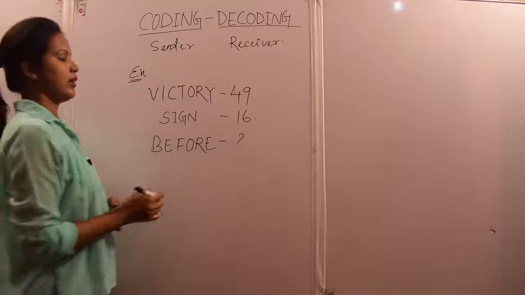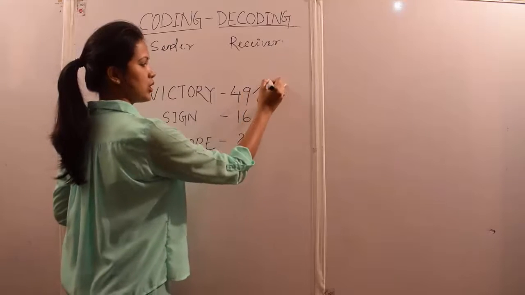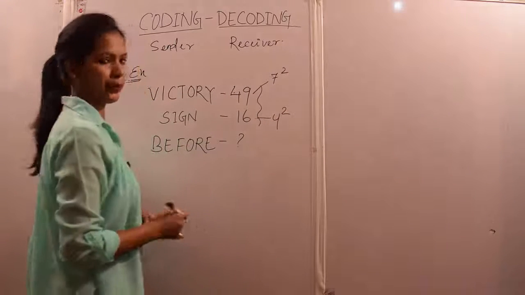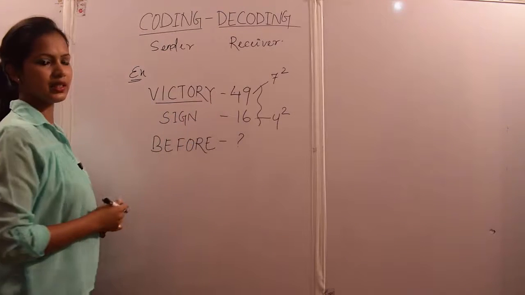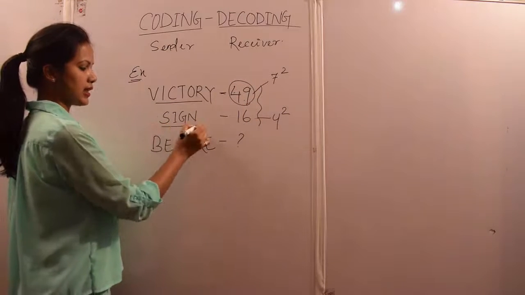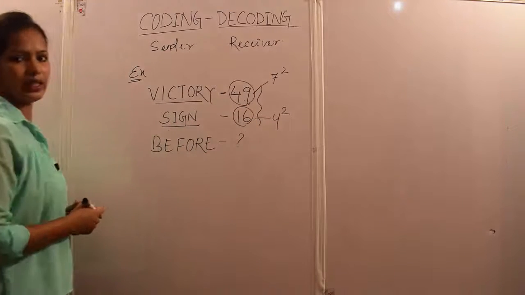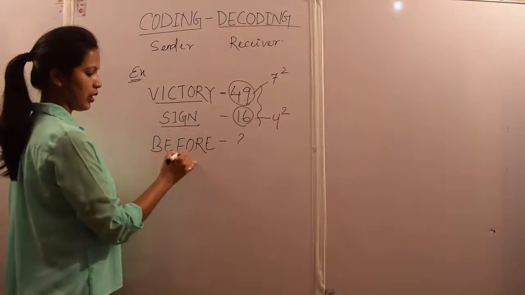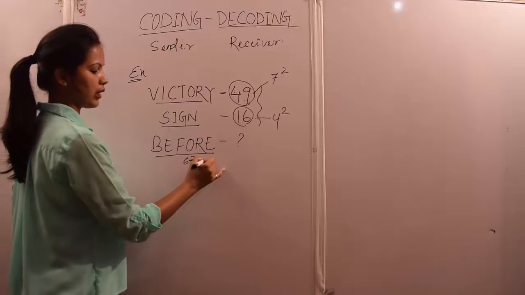Here notice that these two are squares. 49 is the square of 7 and 16 is the square of 4. Victory consists of 7 letters, so the code for victory is 7 square, 49, and sign consists of 4 letters, so the code for sign is 4 square, 16. According to that, we have to find out the code for before. Before consists of 6 letters, so the code for before is 6 square, that is 36.